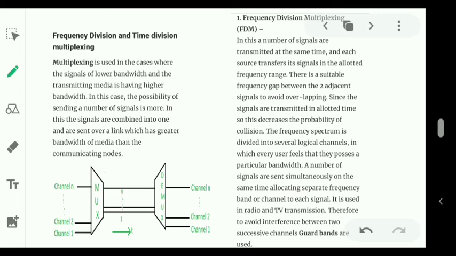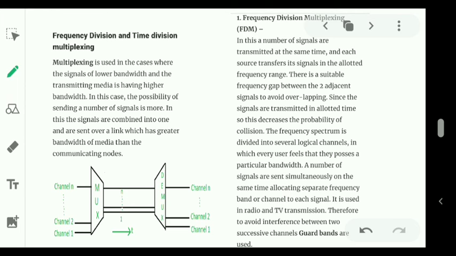Now come to the different part, that is frequency division and time division multiplexing, which I mentioned just now. First we have to understand the meaning of multiplexing. Multiplexing is used where the signals are of lower bandwidth and the transmission medium has a higher bandwidth. So the possibility of sending a number of signals is greater. Here, signals are combined into one and sent over a link which has a greater bandwidth than the communication nodes.